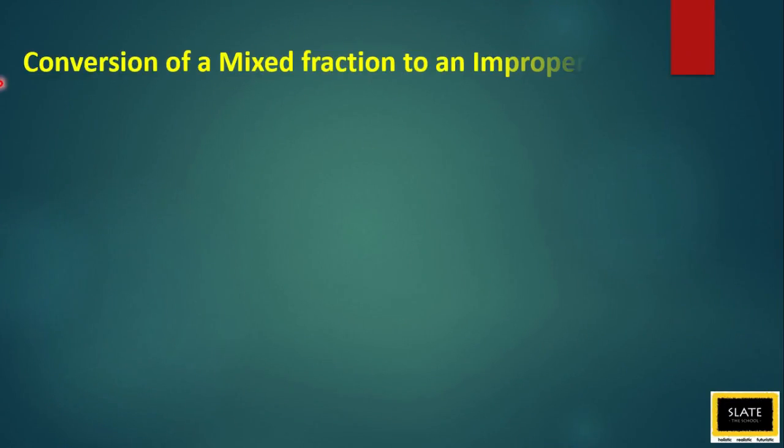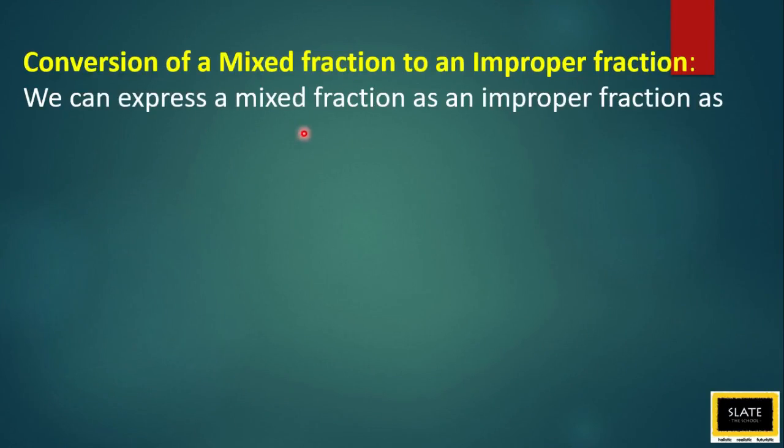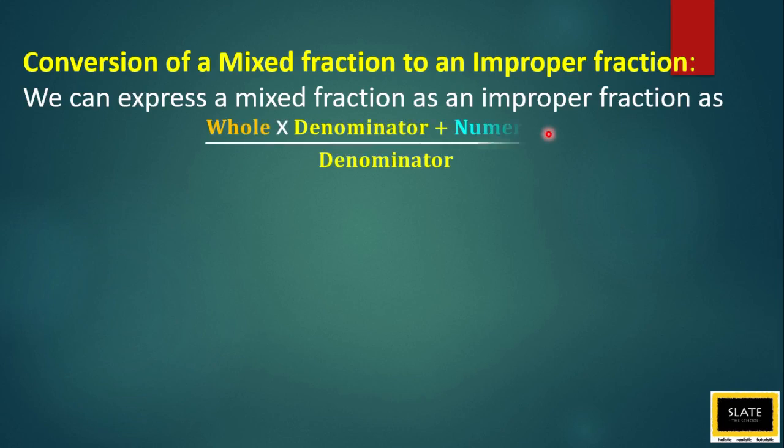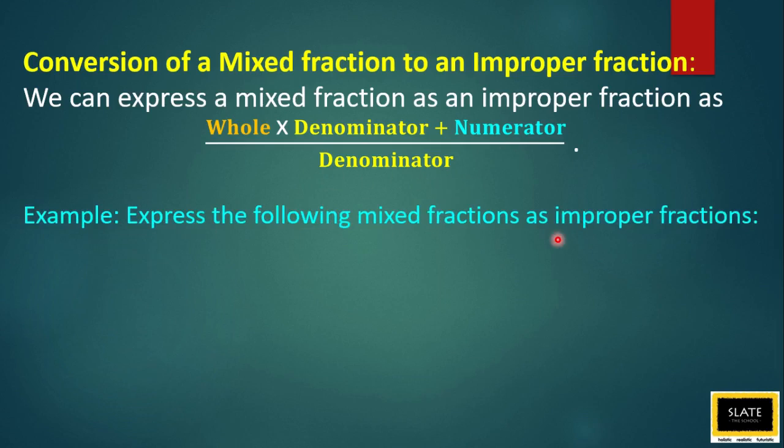Now let's see conversion of a mixed fraction to an improper fraction. We can express a mixed fraction as an improper fraction as follows: we should multiply the whole part by the denominator plus the numerator. A mixed fraction consists of a whole number and a proper fraction. Then we multiply the whole part by the denominator and add the numerator. The denominator remains the same. Let's see an example. Express the following mixed fractions as improper fractions.